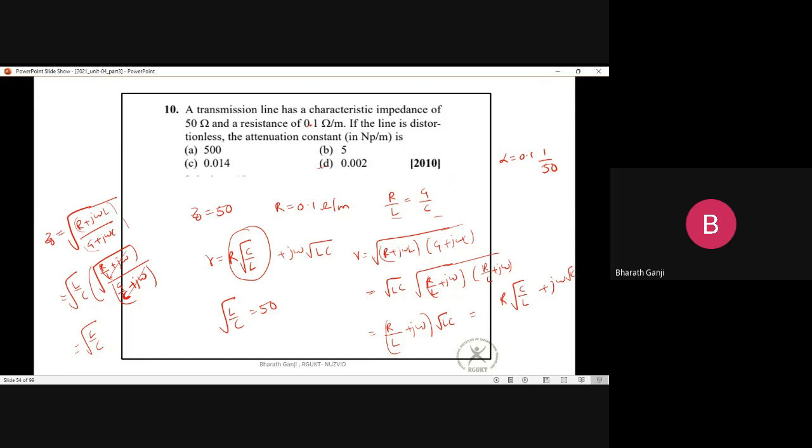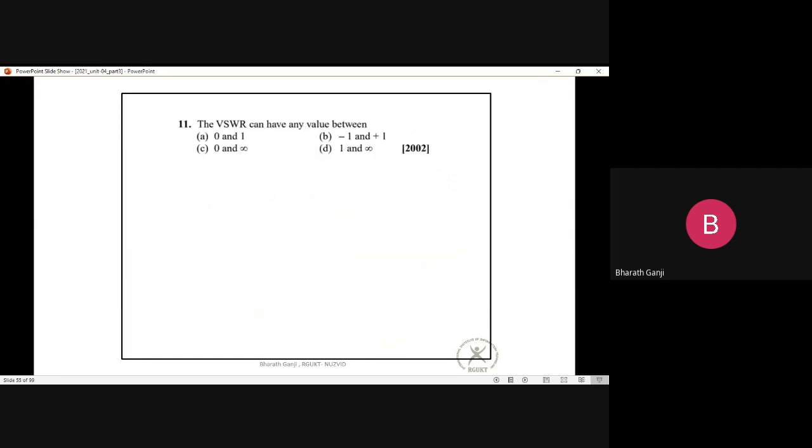Okay, so we'll move on. Of course, this is an easy one. VSWR, we discussed earlier, the maximum, so the answer is D. Its value is between 1 and infinity, because VSWR is 1 plus modulus of tau L divided by 1 minus modulus of tau L, and the reflection coefficient is between 0 and 1. So this VSWR will end up between 1 and infinity.